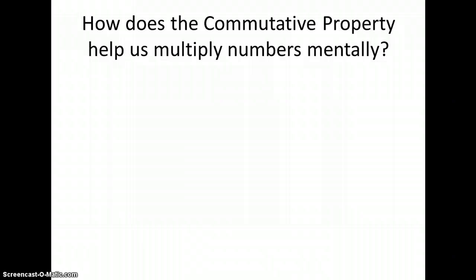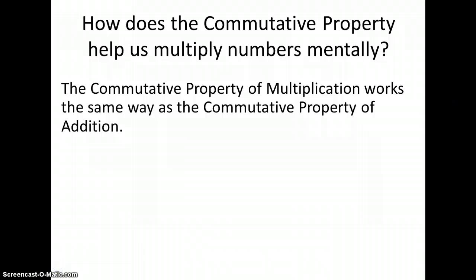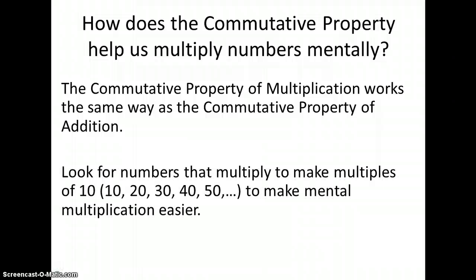So you might be asking yourself now, how does the commutative property help us multiply numbers mentally? Well, the commutative property of multiplication works the same way as the commutative property of addition. First, you must look for numbers that multiply to make multiples of 10, like 10, 20, 30, 40, 50, and so on, to make mental multiplication easier.